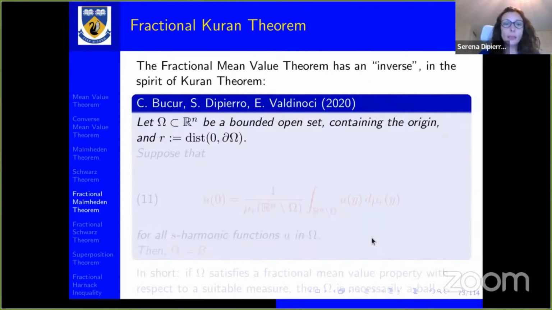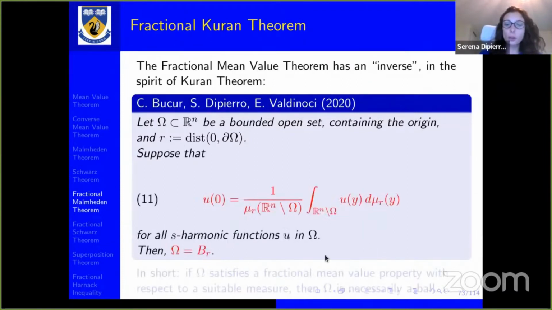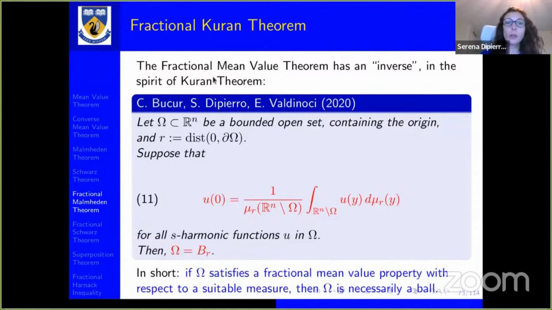And if we write things like this, we have a fractional Courant theorem, so a Courant type theorem, that tells us that, okay, if I have a bounded and open set, and I assume that it contains the origin, and I call R the distance of the origin from the boundary of omega, so that the ball BR is contained in omega, and I suppose that a fractional mean value formula holds true also for omega in this sense.